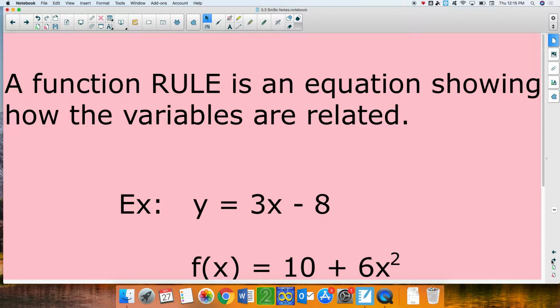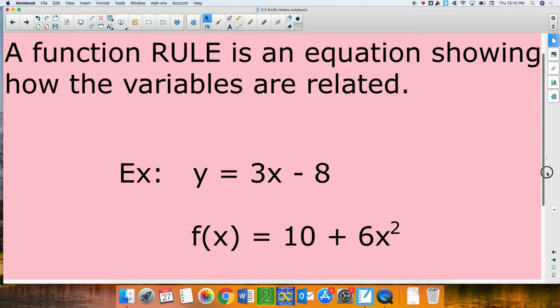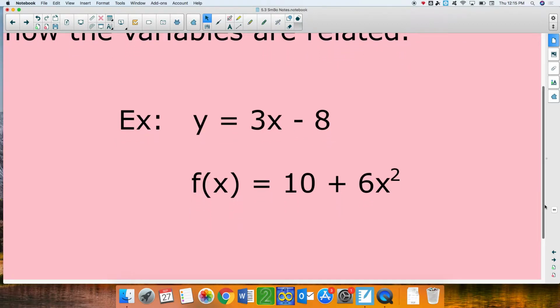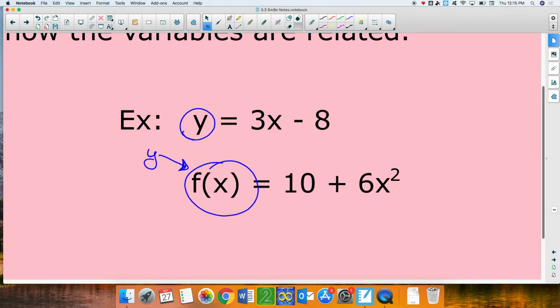So a function rule is an equation showing how the variables are related. Again, remember we've talked about this in 5.2 that your functions can be set to y equals, or it could be f of x equals, or g of x equals, or h of x, but this still is the same idea as a y. So when we are graphing, f of x is going to represent our y values.